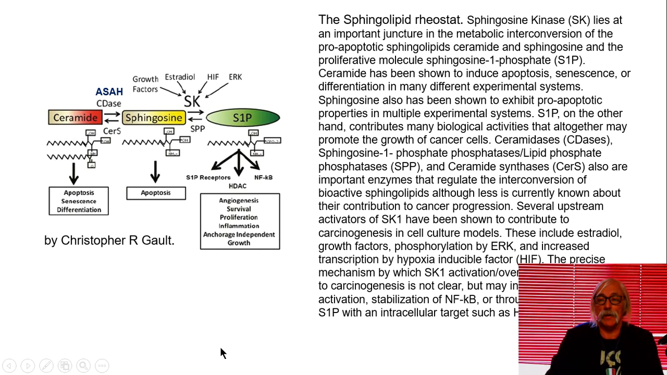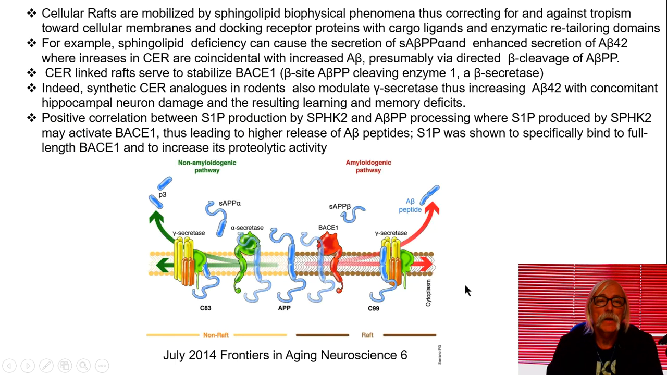That's what we're talking about here. Now, cellular rafts, which we're dealing with here: you have an amyloidogenic and a non-amyloidogenic pathway. Two different pathways utilizing various components of the A beta protein complex, along with the secretases, like the beta secretase. There's a gamma secretase. This comes from a paper published 5 years ago now.